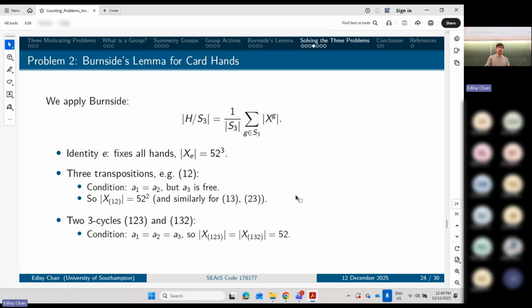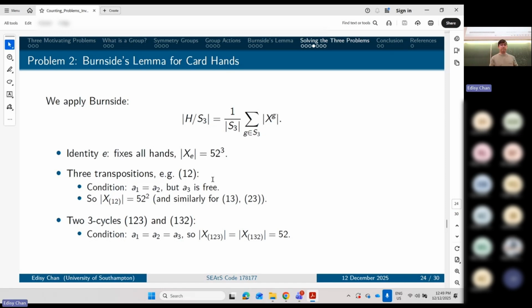Yes. Except for the identity, we still have other fixed points. So for example, the transposition (1 2), where we swap positions 1 and 2, has some fixed points. How many fixed points are there? Whenever the first two are the same, it fixes it, right? So for this one, we have 52 squared cases which (1 2) can fix. Similarly for (1 3) and (2 3).